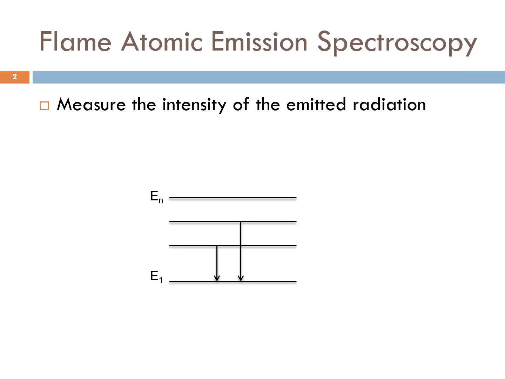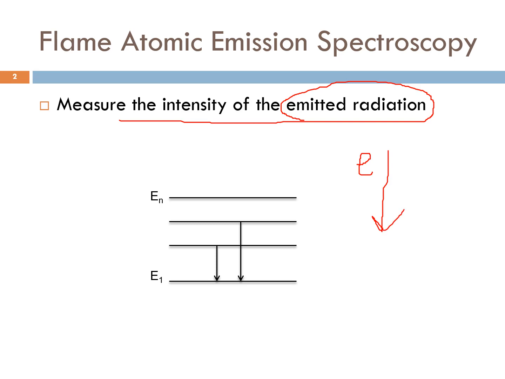Flame atomic emission spectroscopy or FAES. This instrument is used to measure the intensity of the emitted radiation. Macam mana emitted radiation boleh berlaku? This happens when the atom at the excited state moves back to its original state or ground state and emits a photon or radiation.